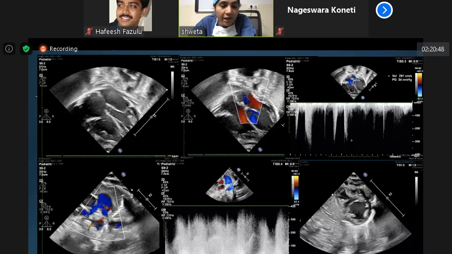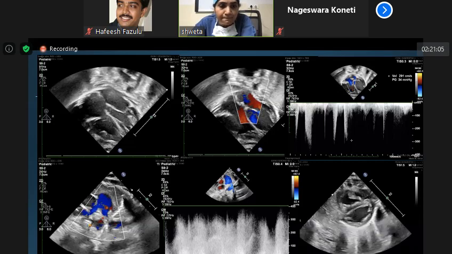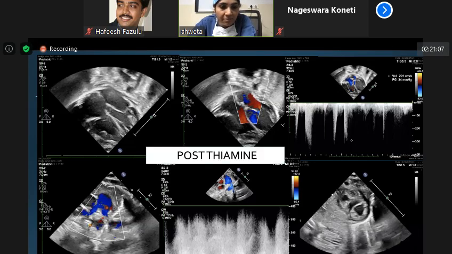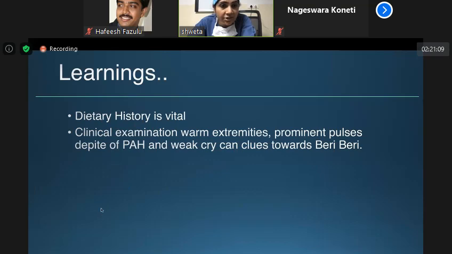It is a kind of hyperdynamic circulation which causes shear stress on the pulmonary vasculature, and because of that, they present with acute onset pulmonary hypertension, which is poorly tolerated by the right ventricle, and that's why they have this right ventricular failure. So this is the post-thiamine echo. So the learning is that dietary history is very important, and clinical examination of warm extremities and prominent pulses, despite pulmonary hypertension, are the clues towards beriberi.